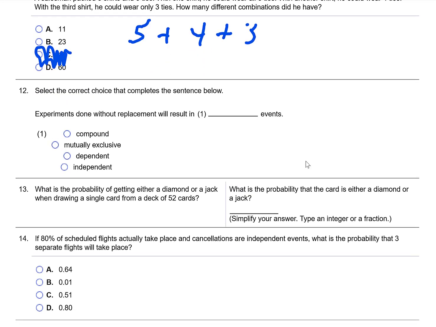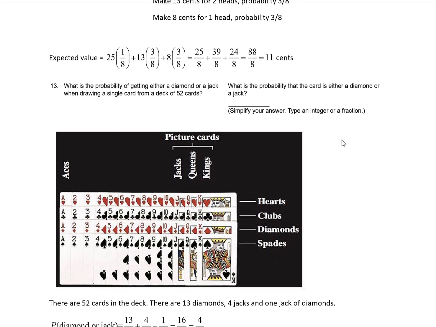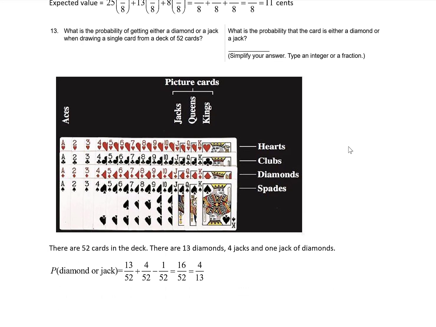Experiments done without replacement will result in dependent events. Number 13, and I have a detailed solution for this one: what is the probability of getting either a diamond or a jack when drawing a single card? Here's the card deck, and we know there are 52 cards. There are 13 diamonds, if we look across the diamonds. There are four jacks, but we notice there is a jack of diamonds, so we're going to have to adjust. We use the addition formula and subtract that 1 over 52. So 13 plus 4 is 17, minus 1 is 16 over 52, which simplifies to 4 over 13.